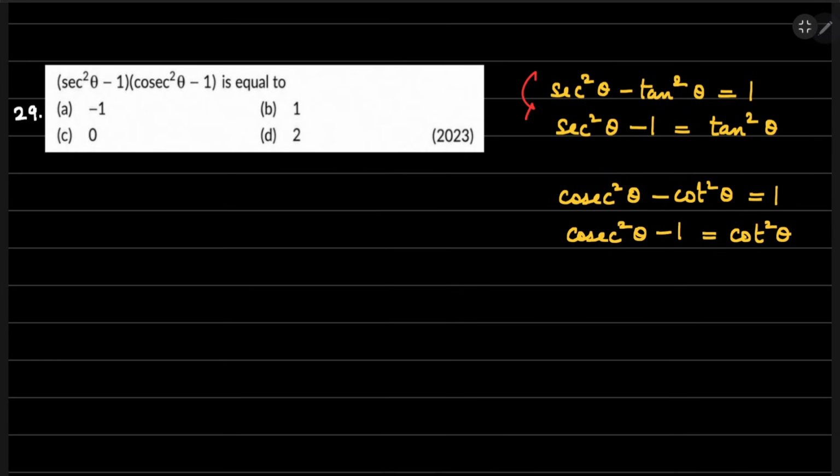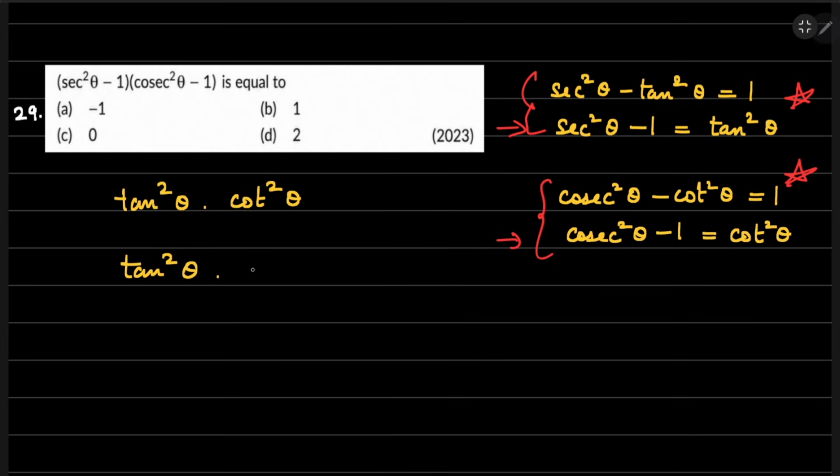So these are the important identities that you have to learn. Right now we'll be making use of these two. Secant square minus 1 is nothing but tan square theta, multiplied by cosecant square minus 1, which is cot square theta. So tan square theta remains as it is, multiplied by cot square, which is nothing but 1 by tan square theta. So tan square will get cancelled.